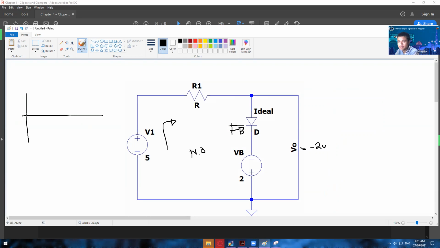So it's something like this. During the positive half cycle, we have a reading of negative 2 volts. And then during the negative half cycle, we have another reading of negative voltage. And then the positive half cycle, we still have negative, and then the negative half cycle. So we have a complete clip of the positive half cycle, and then all of them go to the negative.